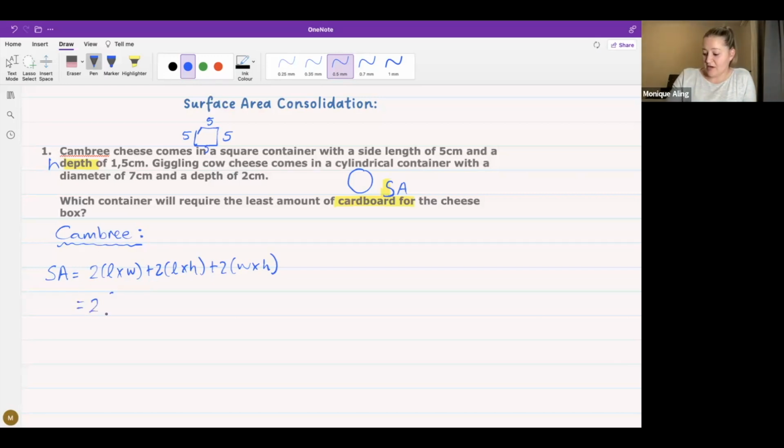So it'll be 2 times our length of 5 centimeters times our width of 5 centimeters, plus 2 times our length of 5 times our height, which is the same as depth, 1,5, plus 2 times 5 times 1,5. So this accounts for all the sides. Remember, the cardboard is going to cover all the sides of the cheese: top, bottom, side, front and back. That gives you a surface area of 80 centimeters squared.